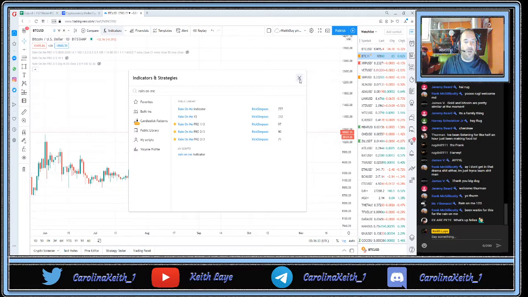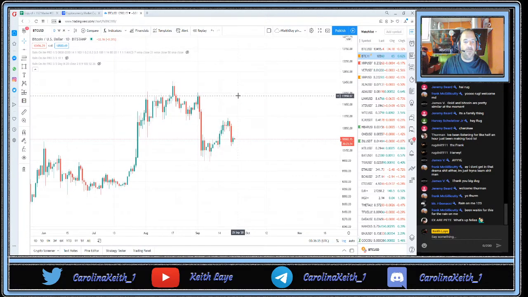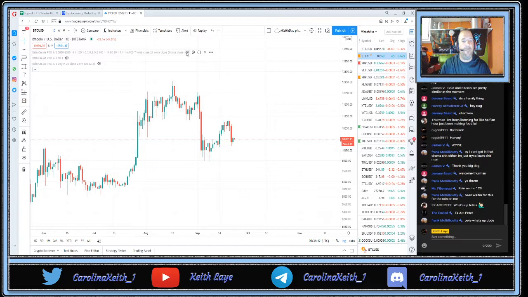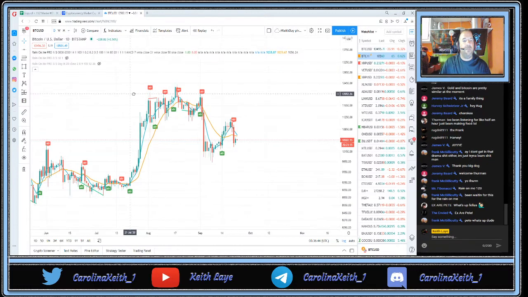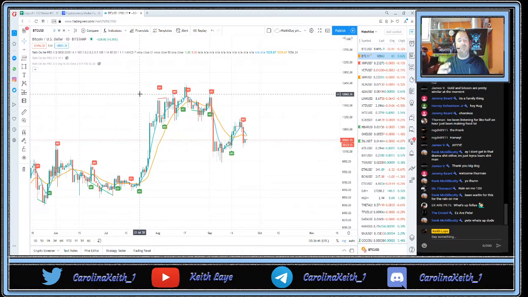All right, so three parts to this. The Rain on Me indicator is pretty cool. We'll go through the first part first. This is the Rain on Me part 1, okay? Essentially, we've got a slow-moving average, a fast-moving average, and we see trade signals popping up, okay?